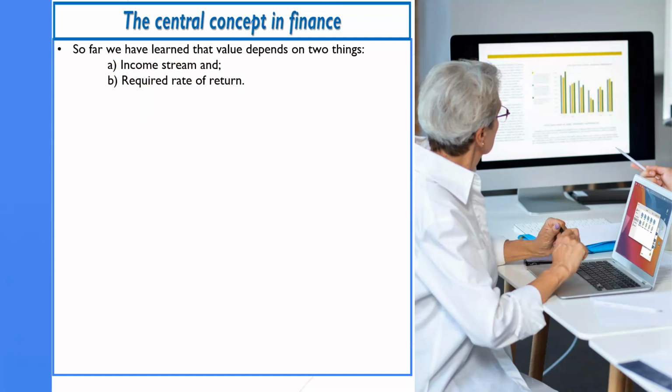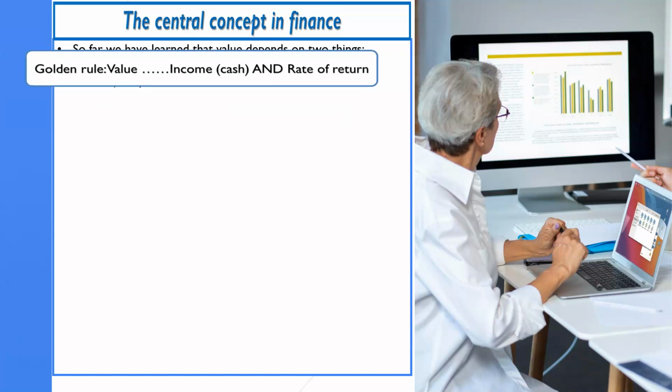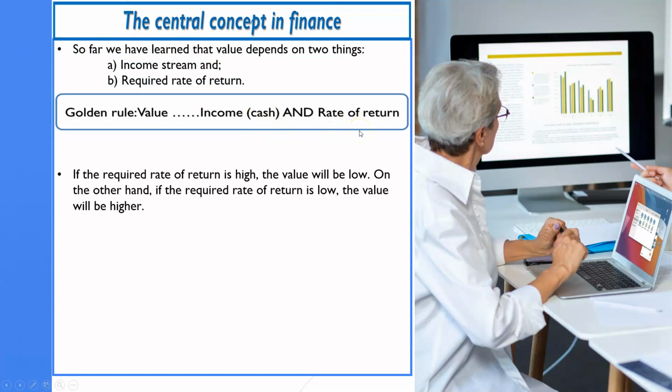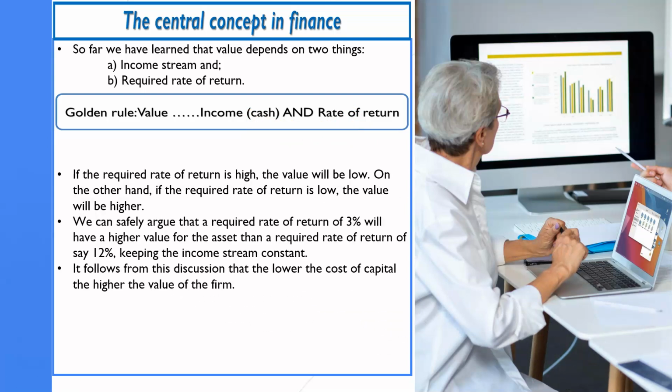But before going to risk, I want to mention here a golden rule, as I call it. The value of anything depends on the cash it generates and the required rate of return. So if the required rate of return is high, the value will go down, and vice versa, as we said. Now, if the required rate of return is 3% or 12%, the value will differ. This will give a very high value of the asset, and this will give a lower value of the asset. It follows from this discussion: the lower the cost of capital, the higher the value of the company.